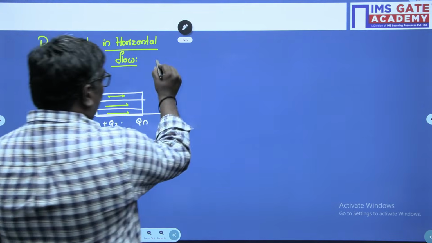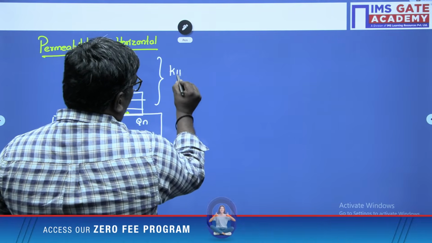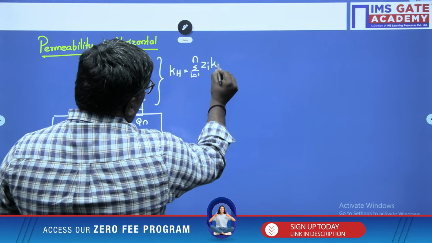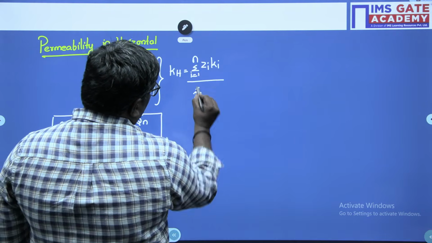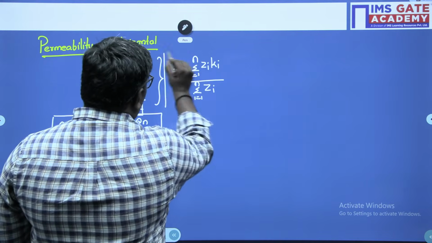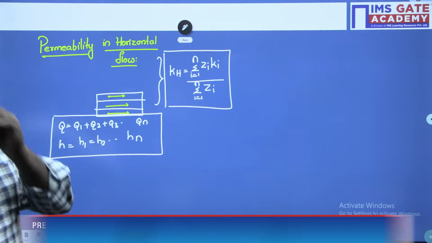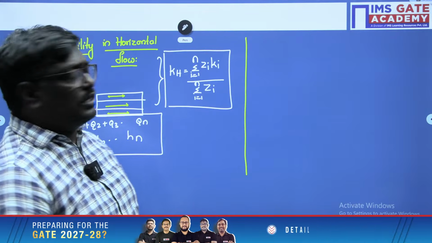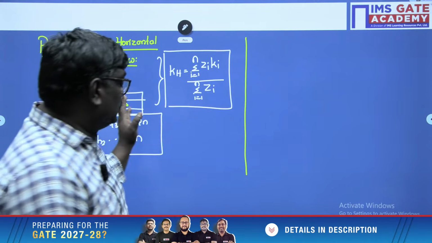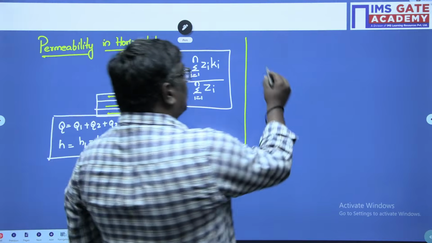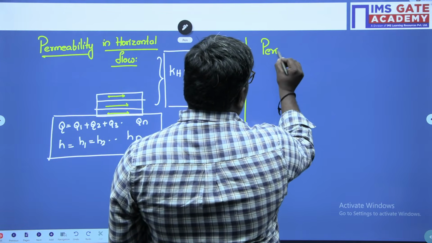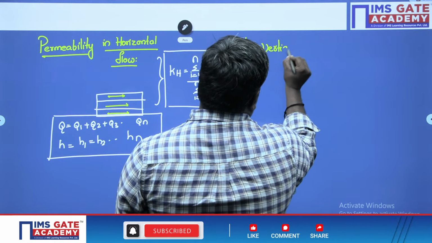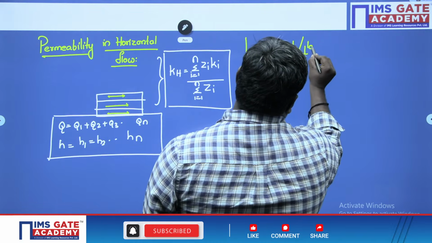So in the horizontal flow, KH is given by the formula: sigma i equal to 1 to n of Zi Ki, upon sigma i equal to 1 to n of Zi. This is known as the horizontal flow. Similarly, if I consider vertical flow, when they say parallel flow or series flow, now permeability in vertical flow, or you can say perpendicular flow.